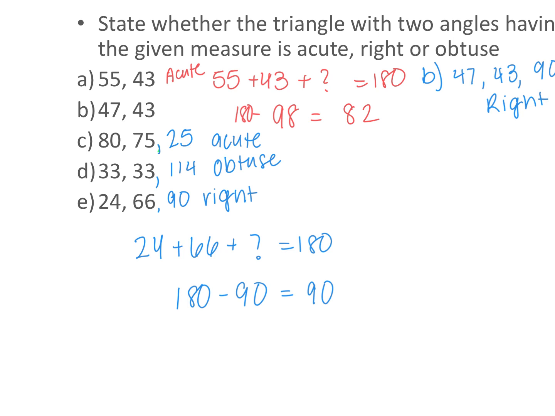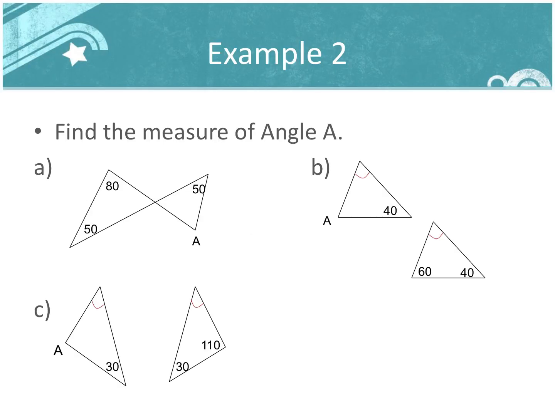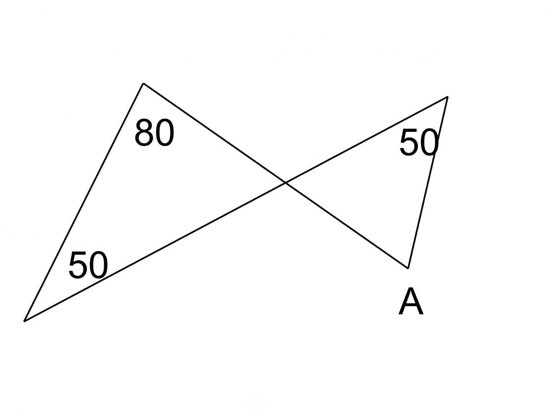All right, going to the next example. Find the measure of angle A. When you're looking at B, you need to know that these little curved angles mean they're congruent. So they're going to be the same measurement. And we already know information about vertical angles. What do we know about vertical angles? They're the same measure.